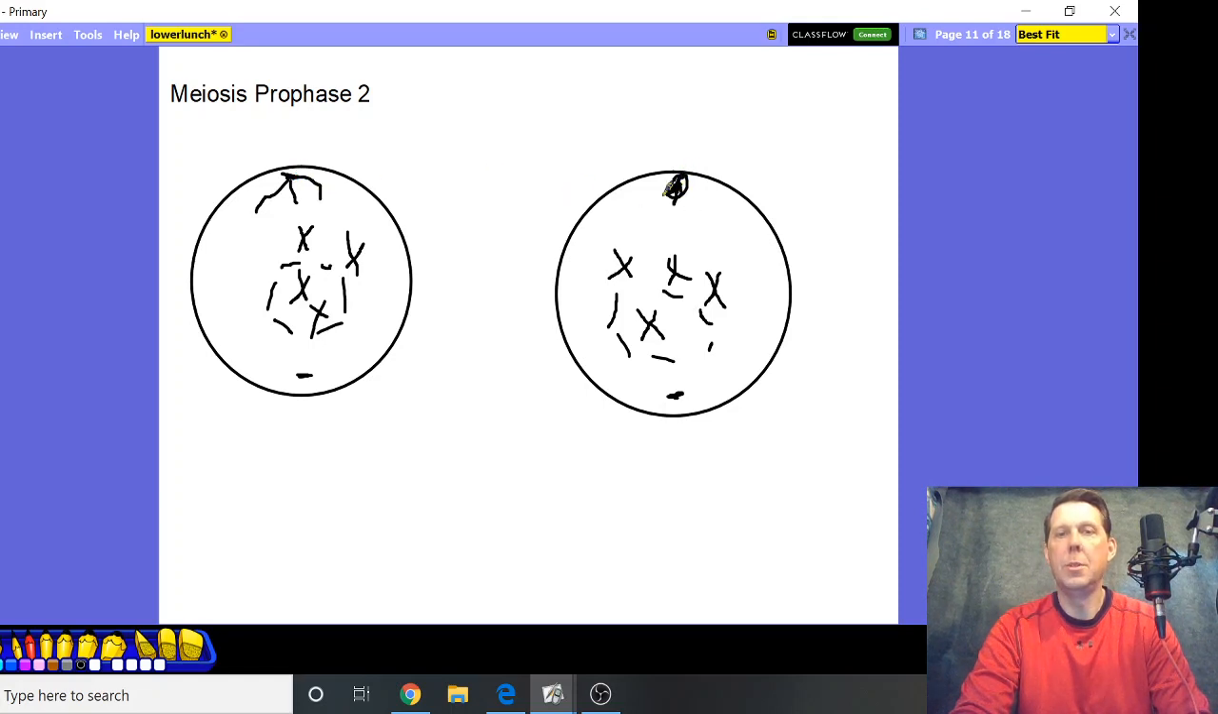That is a terrible centriole. It's like meiosis by kindergartner here.